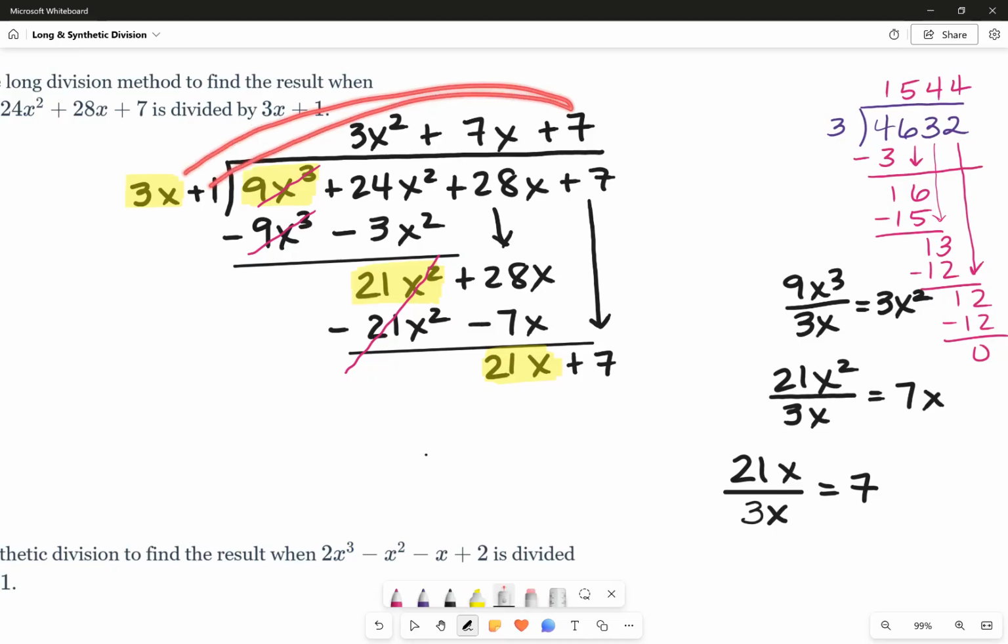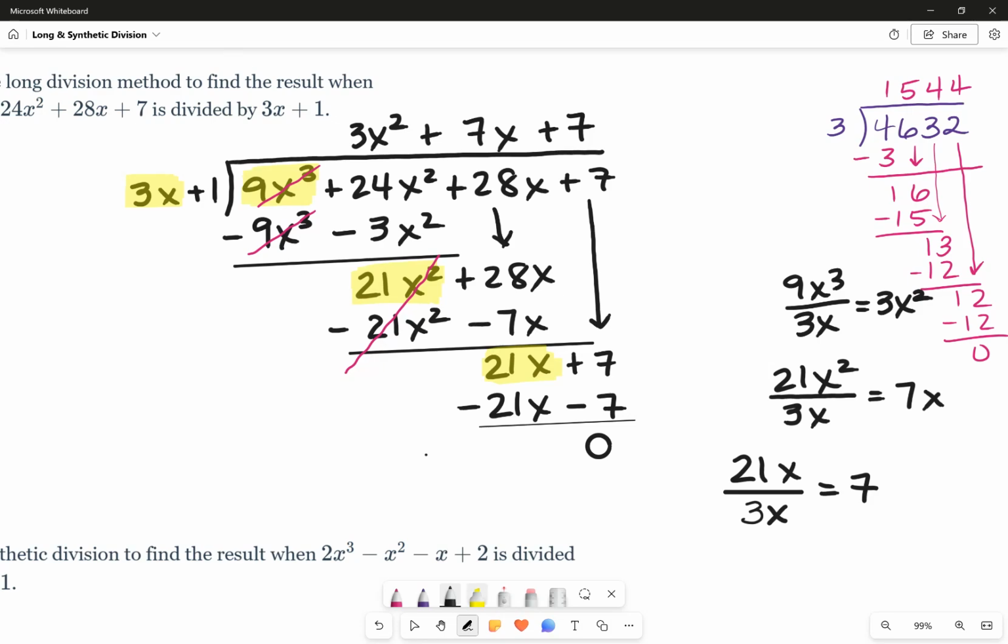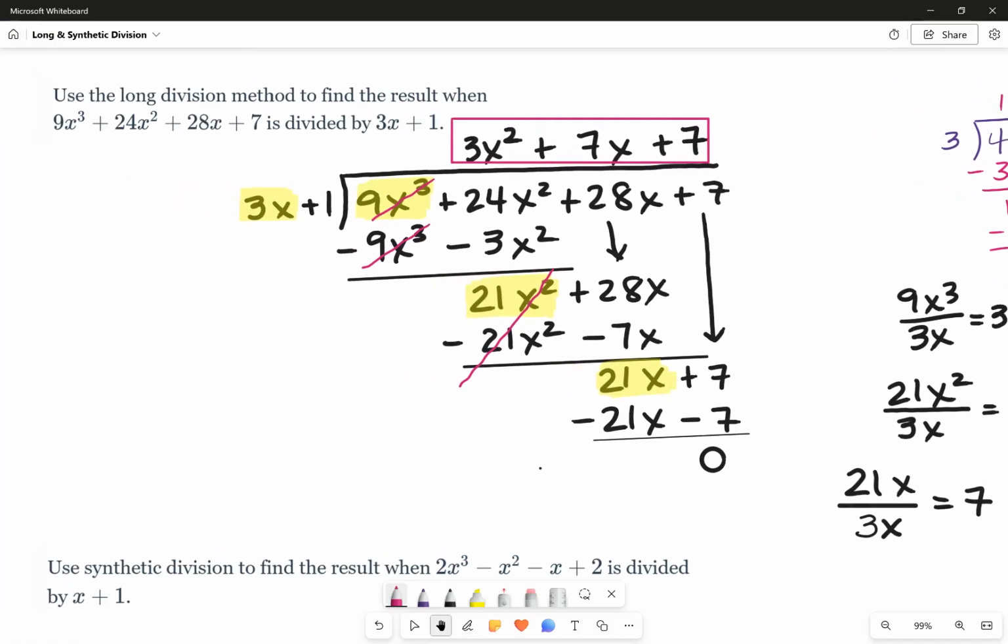Distribute. I'm going to write the answer, 21x plus 7. I am going to distribute my negative, this positive. Now I know every single one of these has been positive, but it's just coincidence. And here is my 0 remainder in this case. So this is what you would type as your answer in this particular problem in Delta Math. That would be your final result.